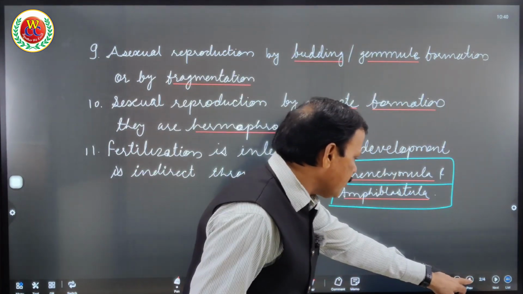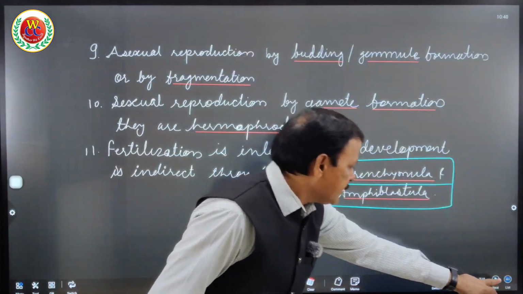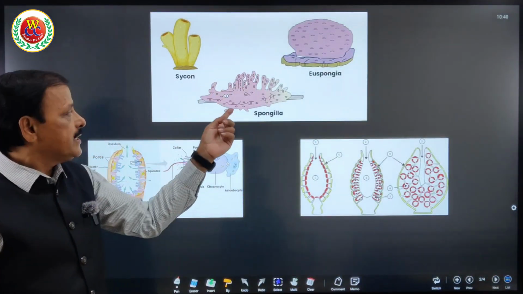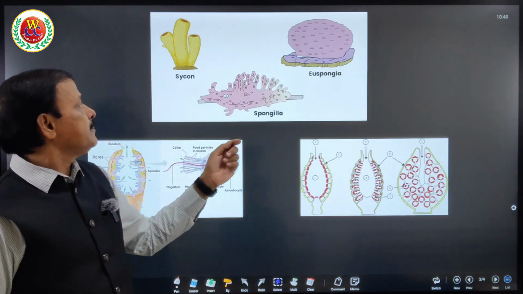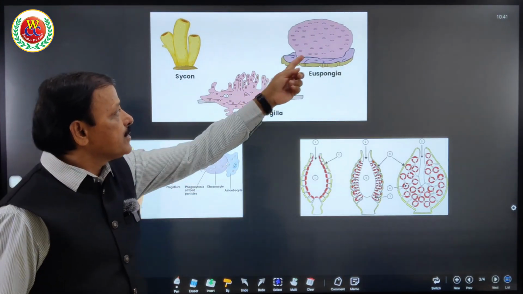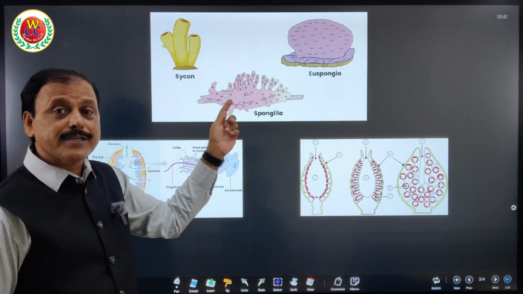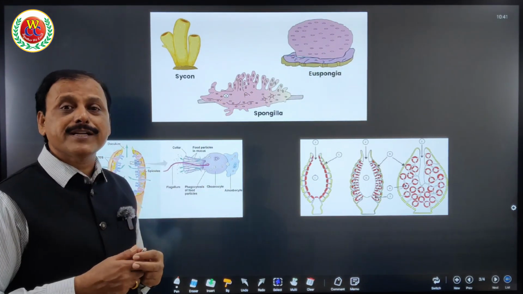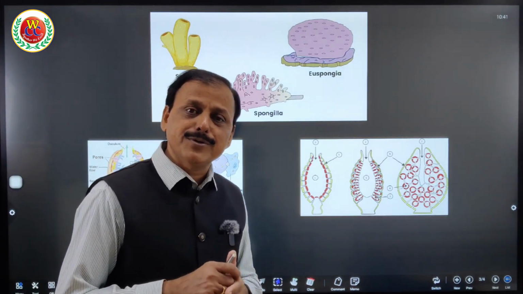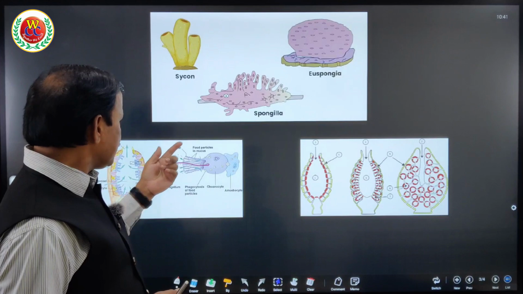As I have discussed all these characteristics mentioned here, it can be clarified with these diagrams. See, this is asymmetric. This is also asymmetric, but Sycon can be radially symmetric, as I mentioned. See pores on their body. Hence, they are called Porifera. They are diploblastic and hence they have no tissue level organization, because diploblastic: ectoderm, endoderm, no mesoderm, no chance of tissue.